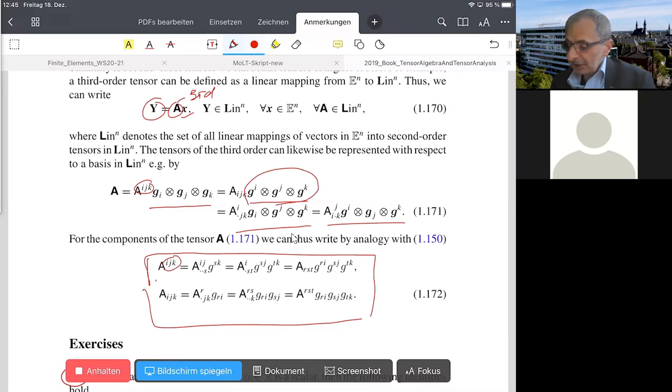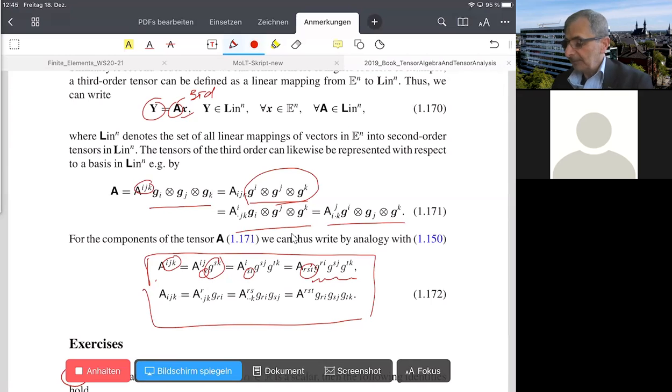A third order tensor has three indices, and if you would like to move them down or raise them up, we sum up the corresponding components A multiplied by this matrix G. You see here, in this case, we move one index up. Here we move two indices up, and here we move even three indices up. Every time we multiply by these matrices G and sum up.